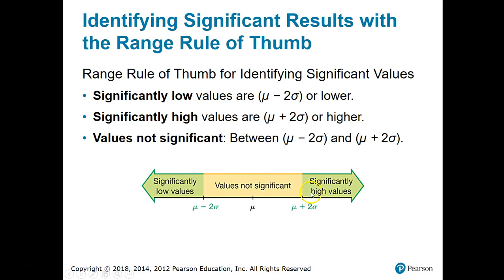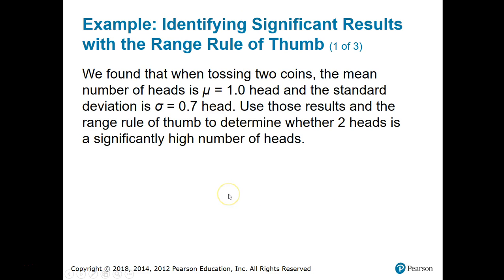Now, when we are looking at values that are significant, and keep this in mind, we're going to use this a lot. So we have mu, which is the mean. If we are 2 standard deviations or more above, this is considered significantly high values. If we are 2 standard deviations below or more, this is called significantly low. Otherwise, these values are considered just fine. Not significant.